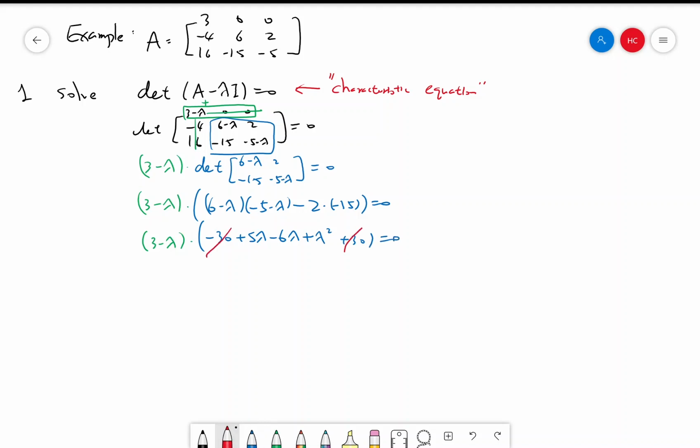Negative 30 and 30 cancel, so 3 minus lambda times lambda squared minus lambda equal to 0. That factors into lambda times lambda minus 1 equal to 0. So there are 3 distinct eigenvalues: 3, 0, and 1. So that's step 1. Now, for each eigenvalue, we need to find an associated eigenvector. So let's move down.